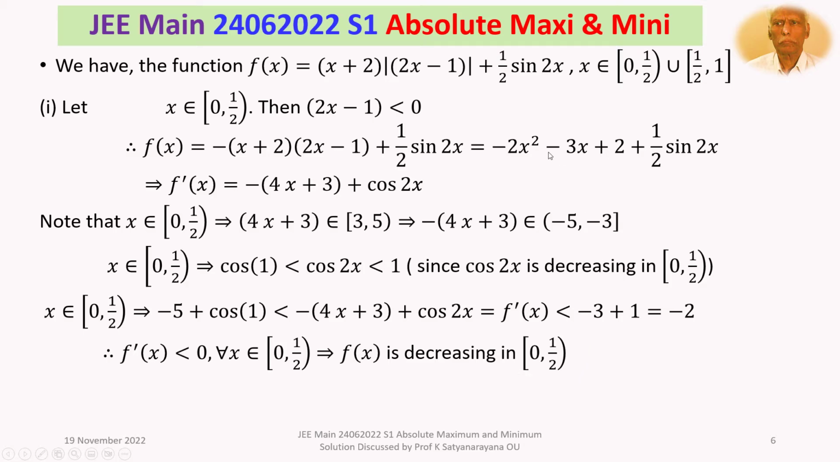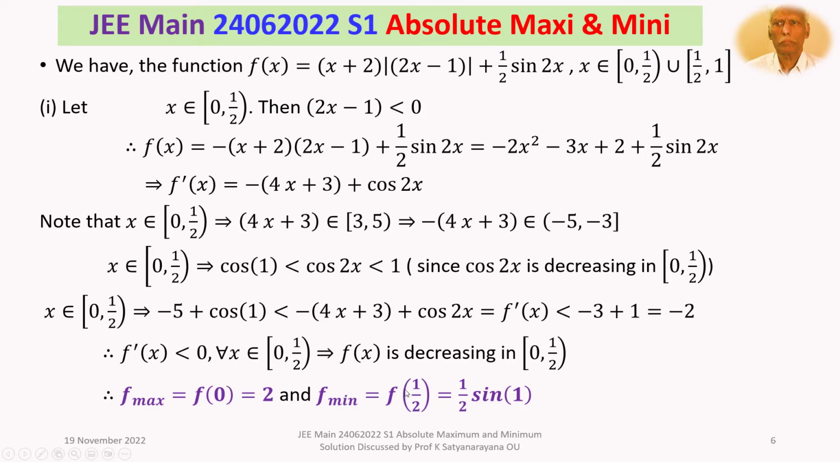So, decreasing means it will be like this. So, when it is decreasing, the maximum is attained at 0 and the minimum is attained at 1 by 2. So, f max is f of 0. When you substitute f of 0, it will be 2 only.